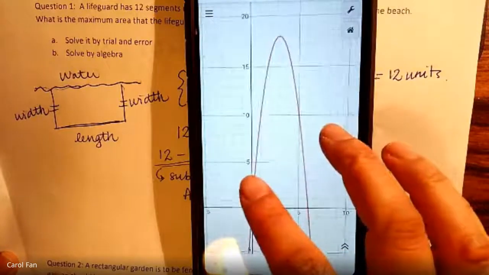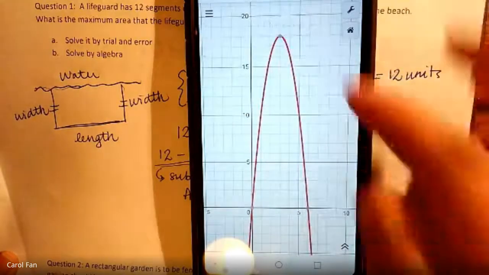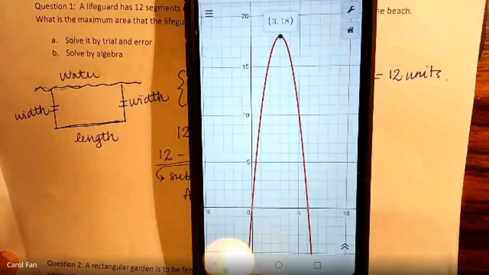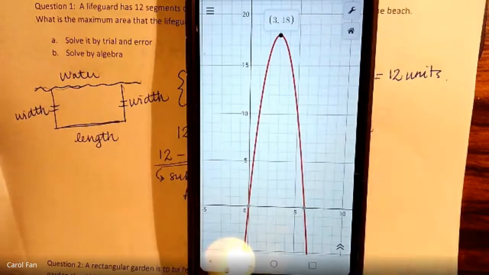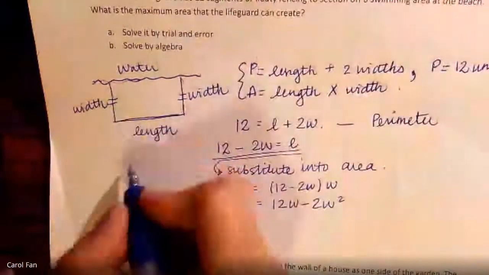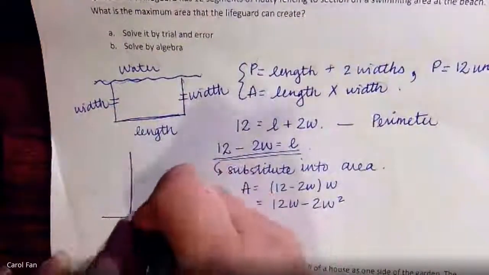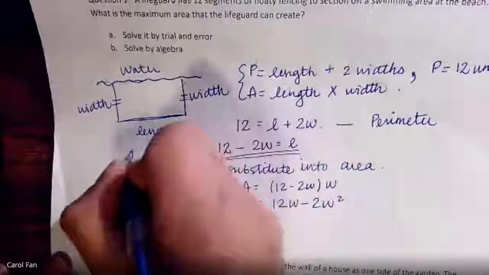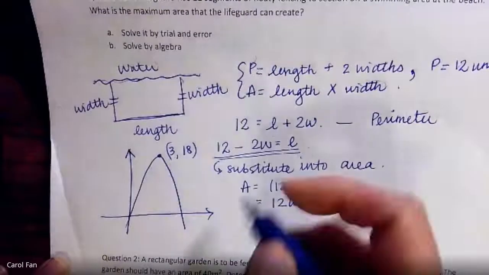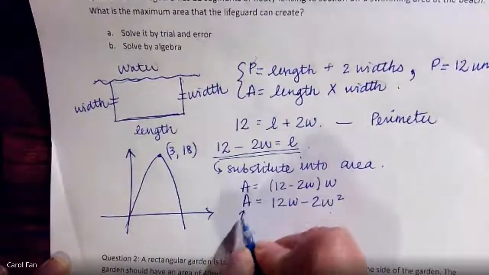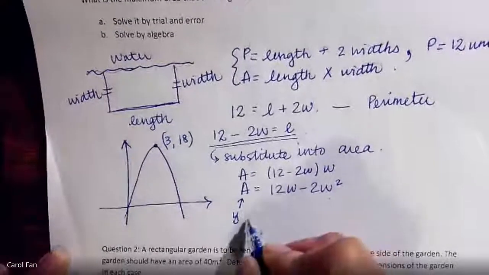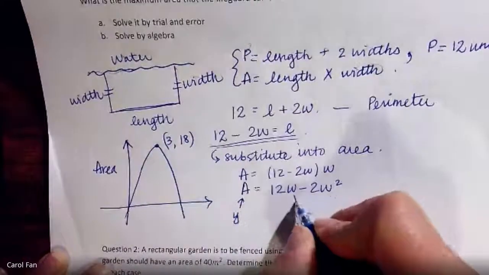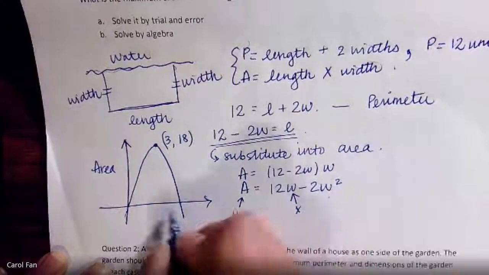Okay, so I have this as my parabola, and you see that the vertex is (3, 18). So I'm just going to take that parabola and graph it onto my side here, sketch it. I've rewritten this as (3, 18). Now, if this is my equation, A is going to be my y-axis. So that means this is area, and my x is my width.